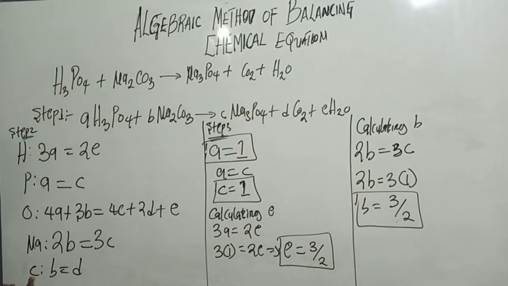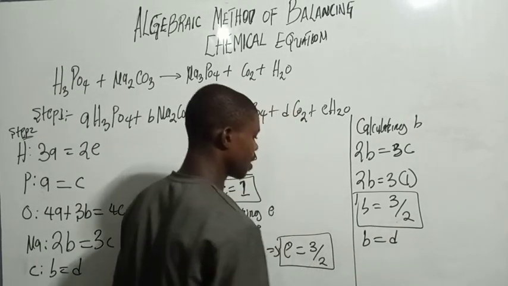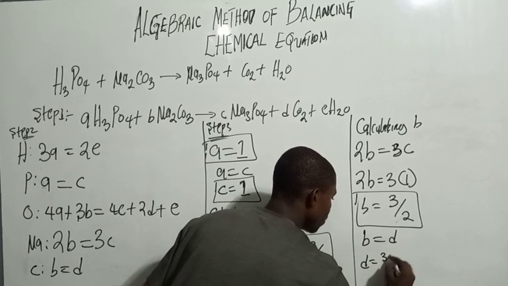Then what is next here? B is equal to D. It means that my D is going to be 3 over 2.